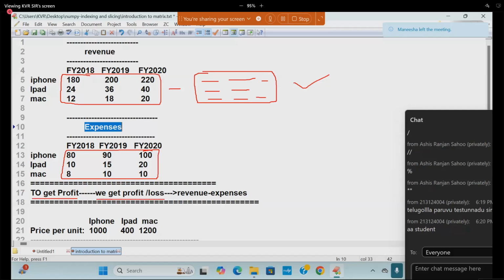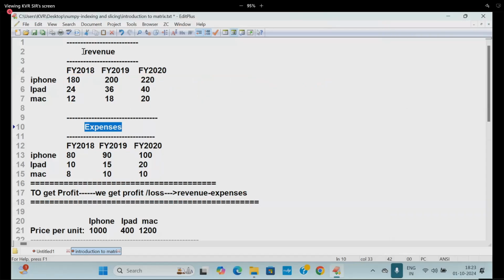We get profit or loss, whatever it might be. So revenue minus what? Expenses. What is this concept called? Matrix subtraction. That is done here. Next, I hope you are understanding.